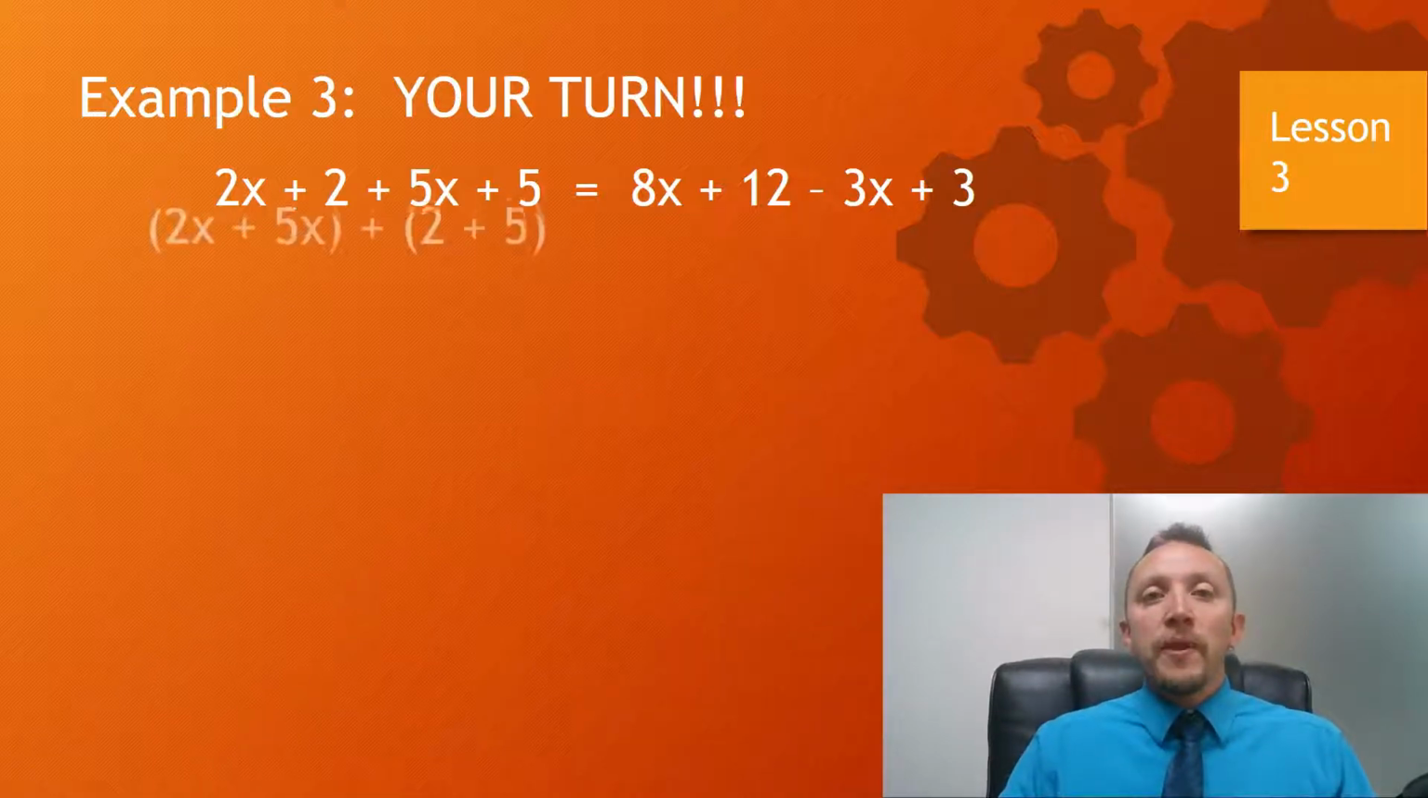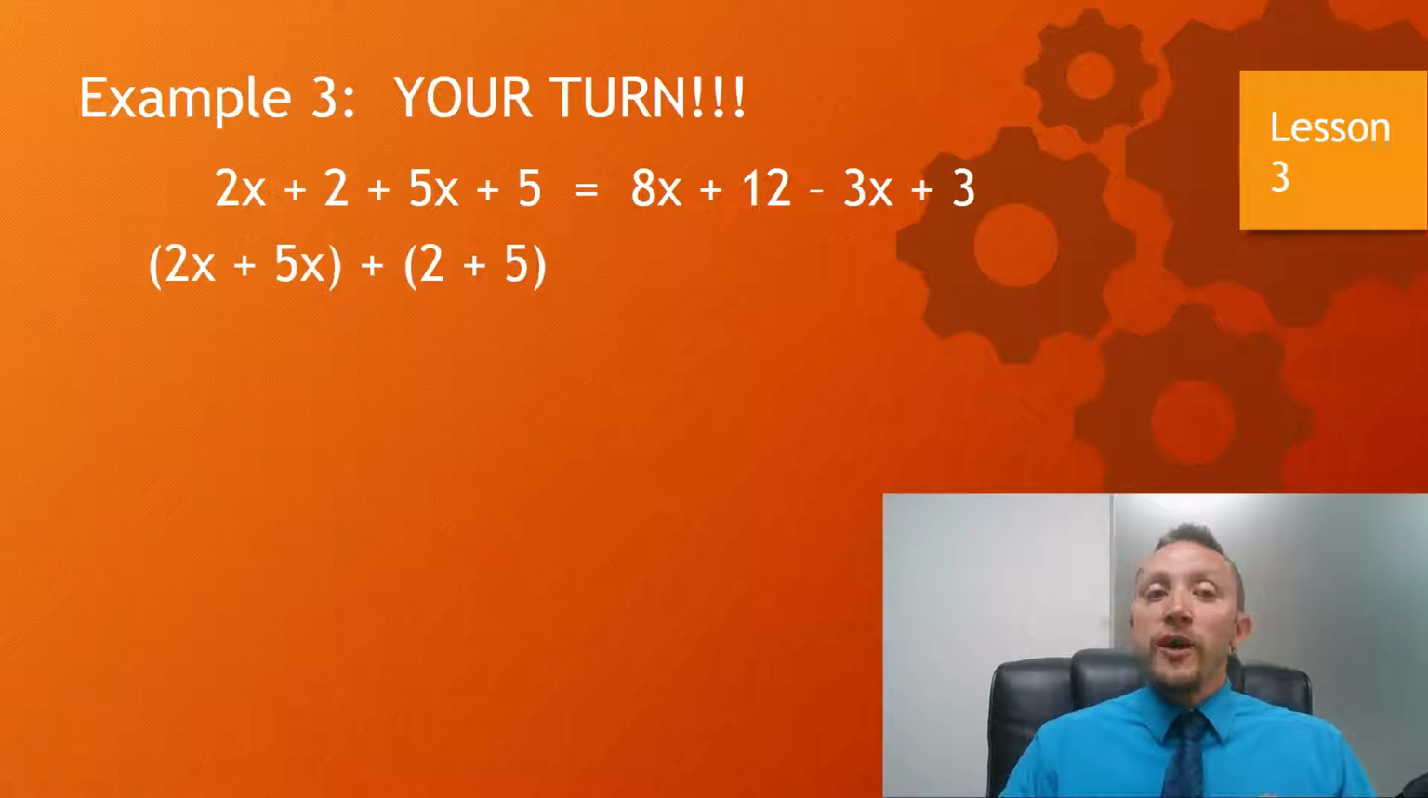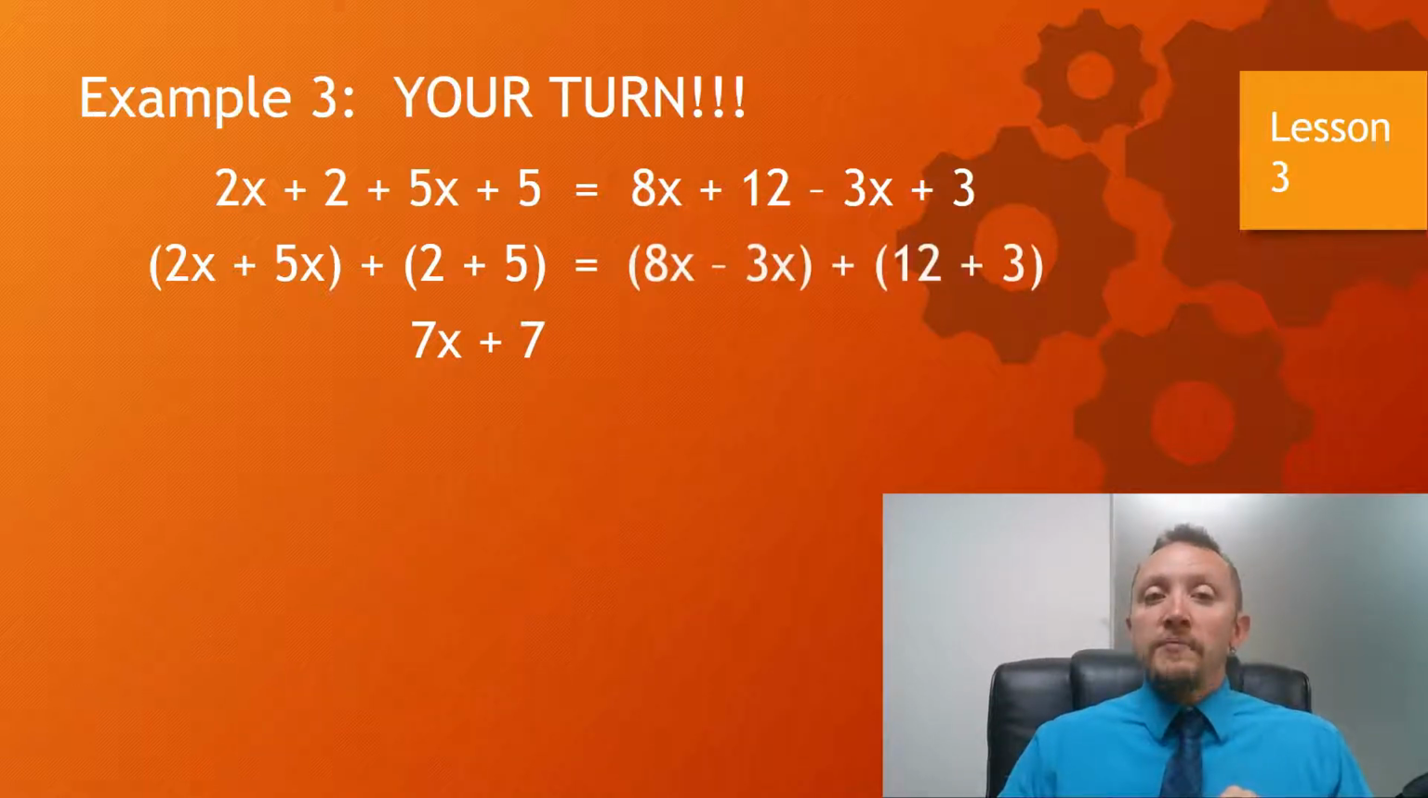Okay, so the first step is to group those together. So we'd have 2x and 5x, and 2 plus 5. So 2x and 5x would be 7x, 2 plus 5 would be 7. On the right side, we'd group together our variables. Again, we'd have 8x take away 3x, and 12 plus 3. Simplify those. 8x minus 3x is 5x, and the 12 plus 3 would be 15. All right, did you get that far?